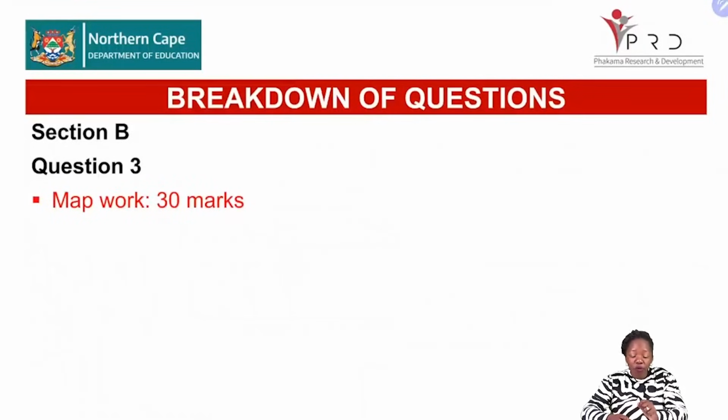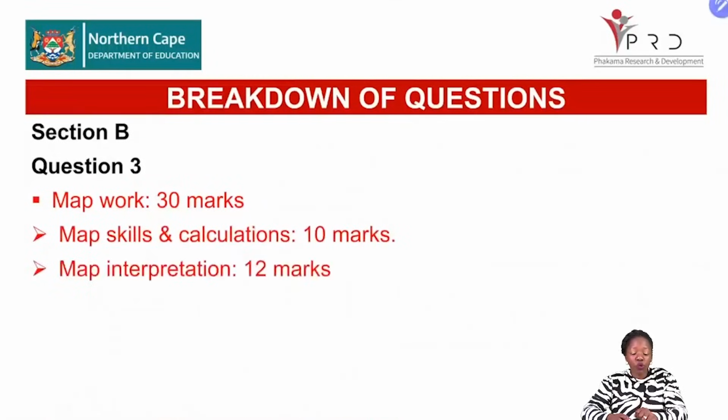Then your figure 3.2, it's where you should expect questions from map interpretation. Remember the focus today, we are focusing on paper 2 revision, which means when it comes to your map interpretation, you'll be interpreting questions based on your settlement and questions based on your economic. Then you have your GIS questions. Your GIS questions, they carry 8 marks. So the total will be 30 marks.